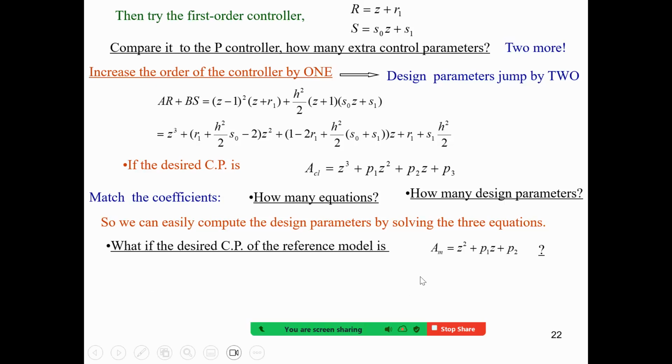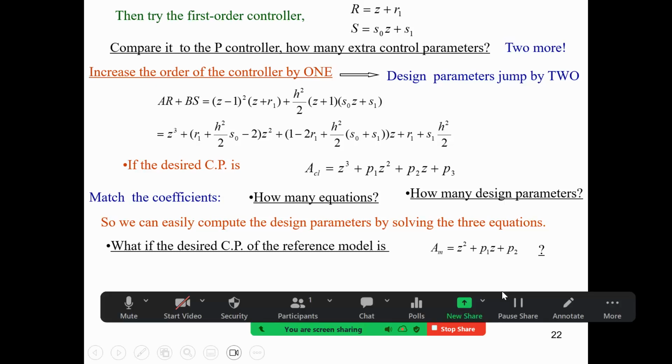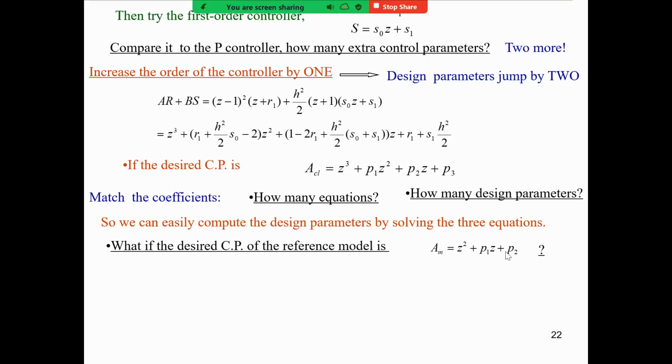But there is a question right here. I can explain why we have to increase the order of your reference model by multiplying by A naught. Let's say the reference model, the AM, is a second order polynomial. Normally your reference model is probably just a second order system, so the order of the polynomial is also just 2. Now, can you design your R and S in this way to match this AM? You compare those two polynomials. You are free to design any numbers for R and S, but can you do it? Yes or no?